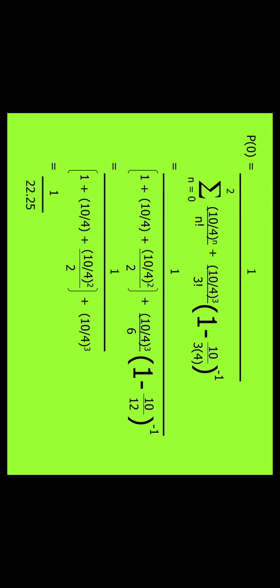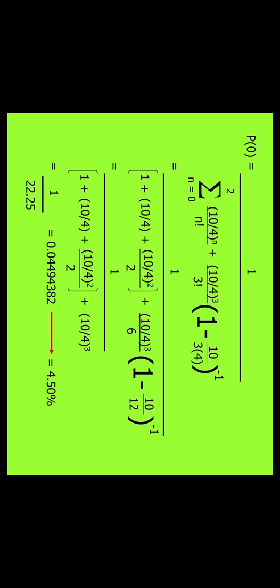You are going to get the value of P of 0 being equal to 0.044943882, or in percentage form, this is approximately 4.5%. This is the probability that there is no car passing through the system.